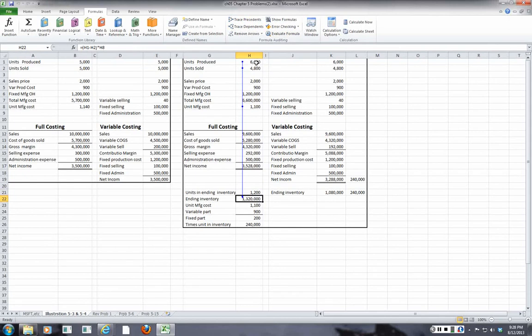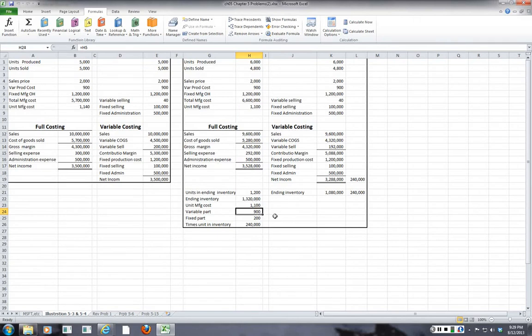Now we have an ending inventory of 1,200 units, and you multiply that by $1,100, and we come up with $1,320,000 of ending inventory.